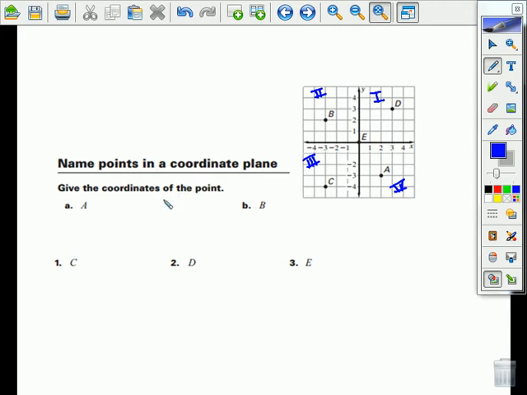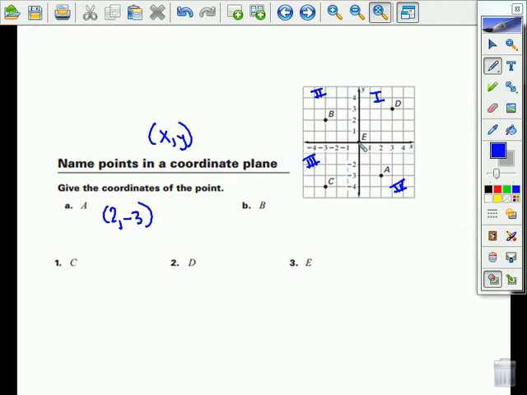All right, now we're just going to go ahead and give the coordinates of each point. Remember, you start at the origin. Our coordinates are in an X, Y pair. You start at the origin, you go left or right, and then you go up or down. So if we look at point A, we're going right 2 and down 3. So it's 2, negative 3.